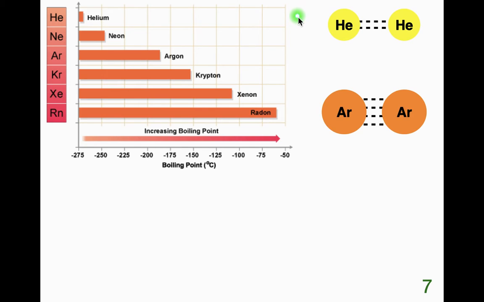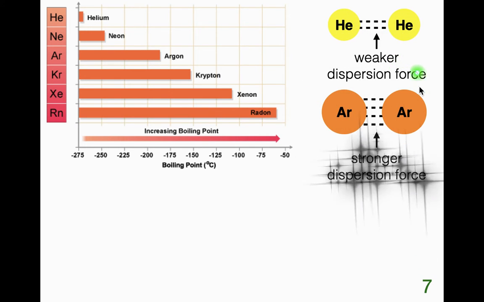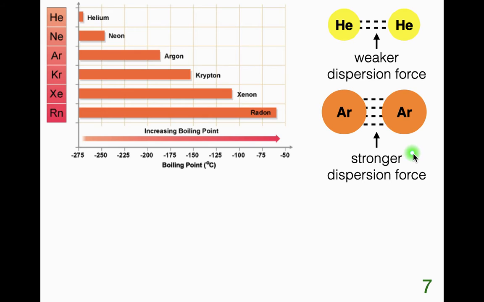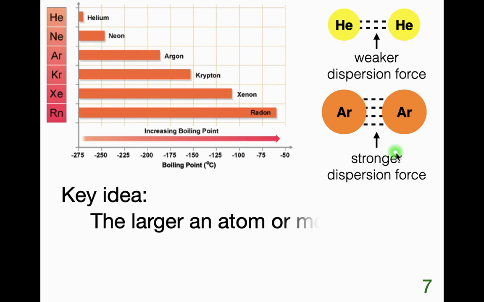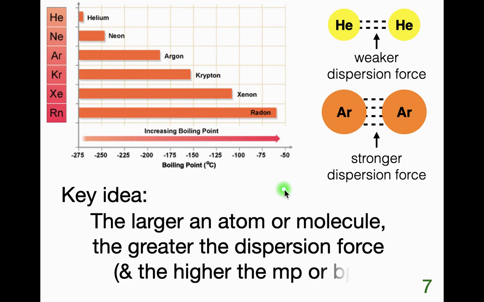As you go down the family, the melting and boiling point increases because the atoms get larger. Weak dispersion forces, stronger dispersion forces. Key takeaway here: the larger an atom or molecule, the greater the dispersion force, and therefore the higher the melting point or the boiling point.